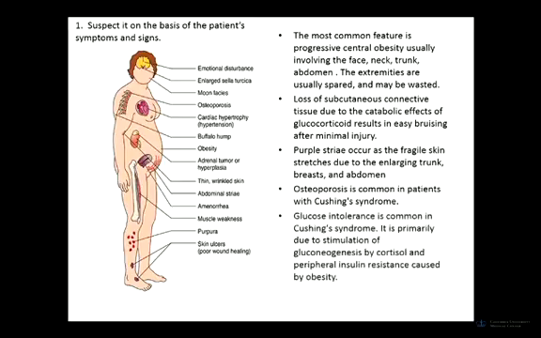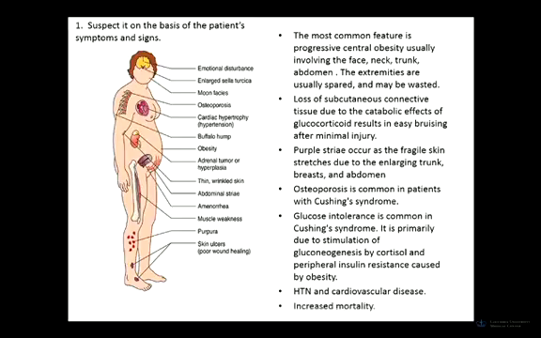Glucose intolerance or prediabetes is common in Cushing's syndrome, and it's primarily due to stimulation of gluconeogenesis by cortisol and also peripheral insulin resistance caused by the obesity. You also have hypertension and cardiovascular disease, and lastly, you have increased mortality.